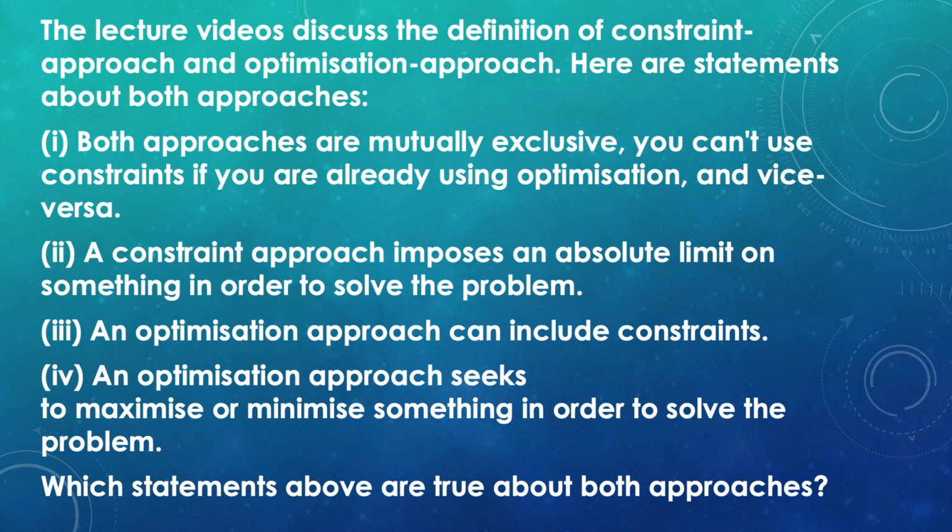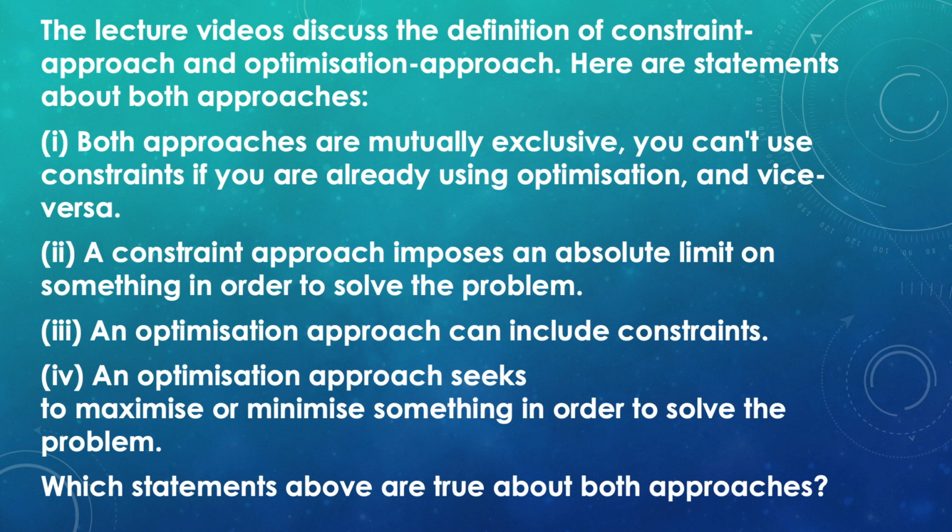Alright, so let's go. The very first option says both approaches are mutually exclusive. You can't use constraints if you're already using optimization and vice versa. Now, this is definitely false. We have already learned in a lecture that you can actually use constraints on top of an optimization approach, or vice versa. So you can't say that they're mutually exclusive.